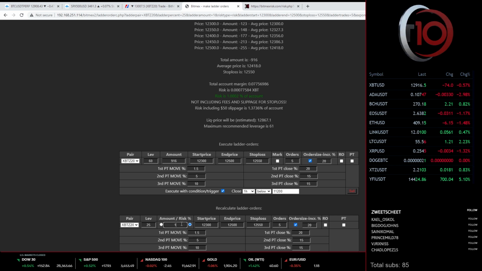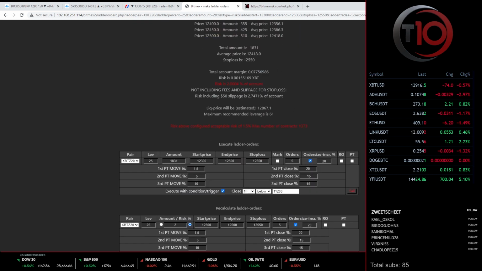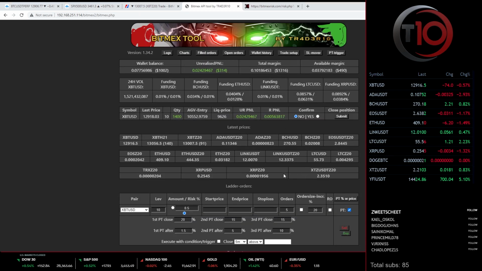And here you could recalculate. Let's say I want to do 2%. And it will now show the new size, and you can trigger it. Okay, back to my page.